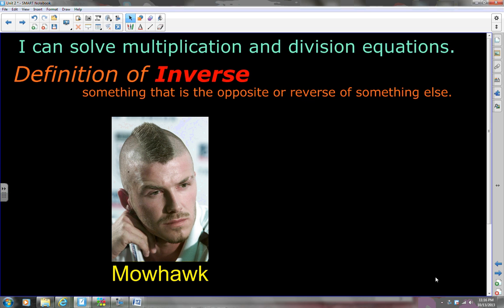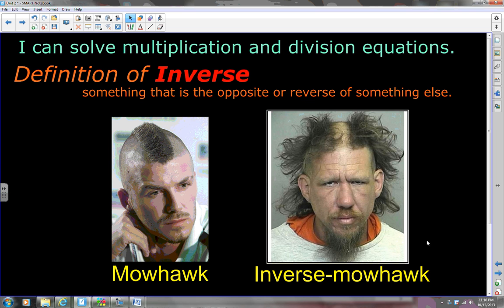Here I have a picture of the mohawk. Again, a very good looking hairstyle. Now the inverse of the mohawk would be the inverse mohawk. Again, definitely not as good looking as the mohawk. So the inverse, though, as you can see here, is the reverse of something else. Let's talk about what that looks like for math.